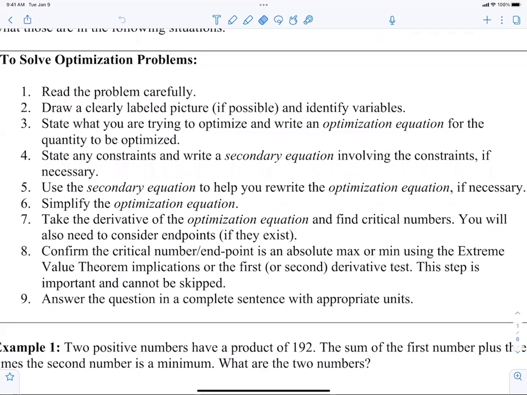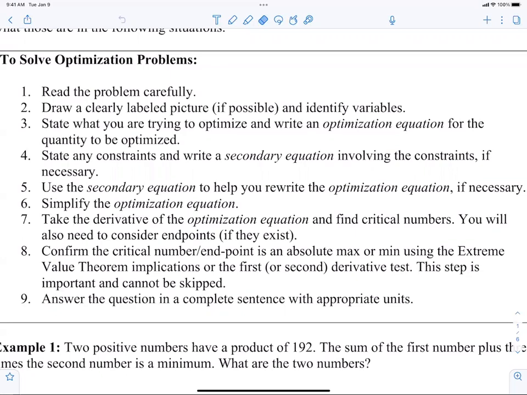Okay. Now, if possible, draw. Similar to related rates problems, I suggest drawing a picture if possible and labeling it with the variables you want to use. State what you are trying to optimize and write what I call an optimization equation for the quantity. So for example, if you were trying to maximize volume, you need a volume equation. That will be your optimization equation. If you are trying to minimize cost, you will have a cost equation.